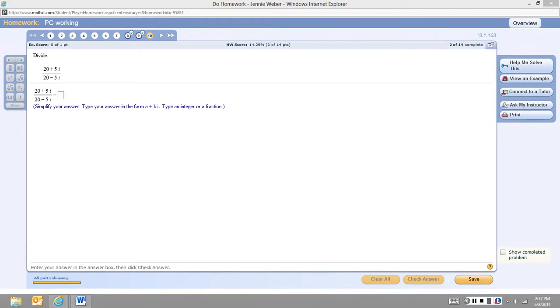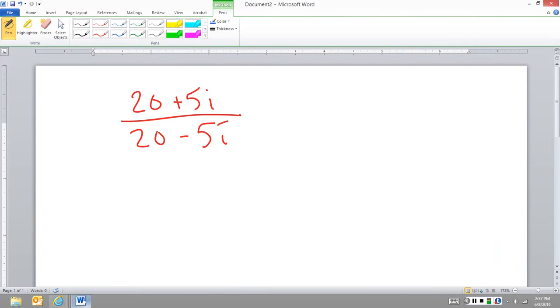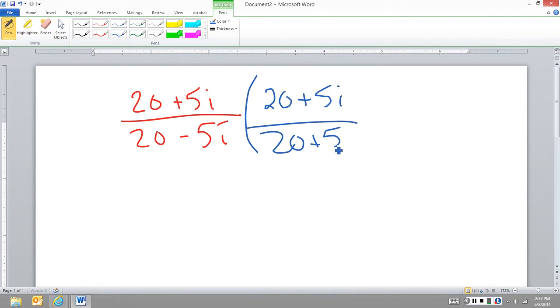Okay, we're asked to divide this, and what this really means is we want to rationalize the denominator. Just like when we were learning radicals, you never wanted to leave a radical in the bottom, you never want to leave a negative number in the bottom either. And not negative, an imaginary number. So what you're going to do, just like with radicals, is use the conjugate. So the conjugate, you just change the middle sign.